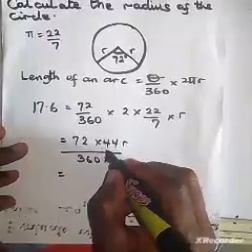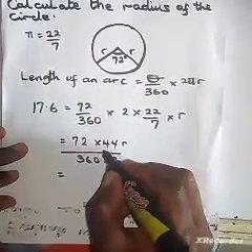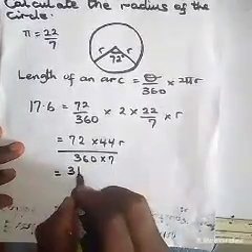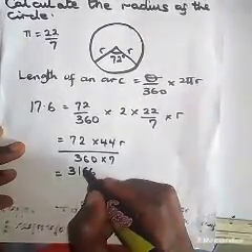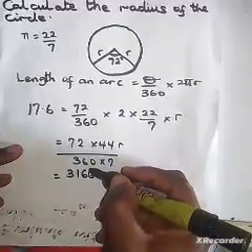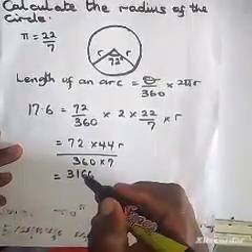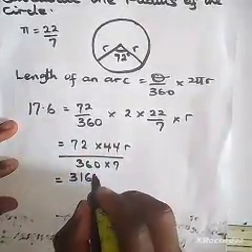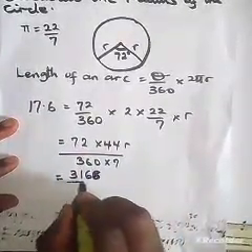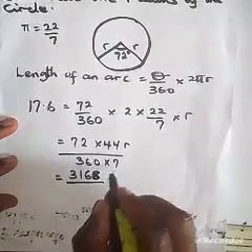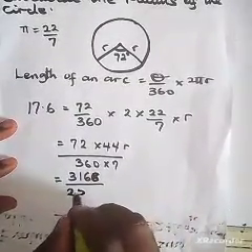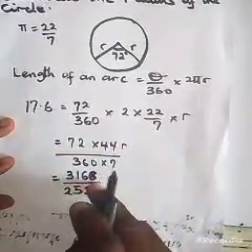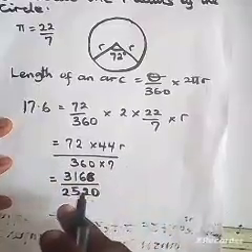72 times 44 over 360 times 7 is going to give us, when you multiply this by this, 3,168. That's what you're going to get. 360 times 7 is going to give us 2,520. You can calculate this with your calculator. This times this will give you 3,168. This times this will give you 2,520.